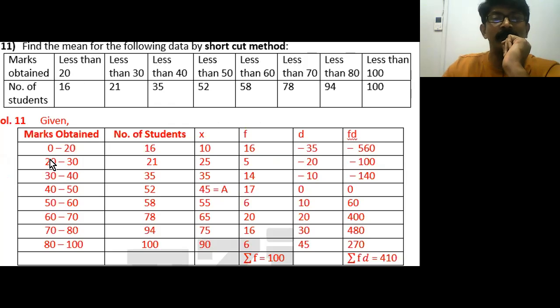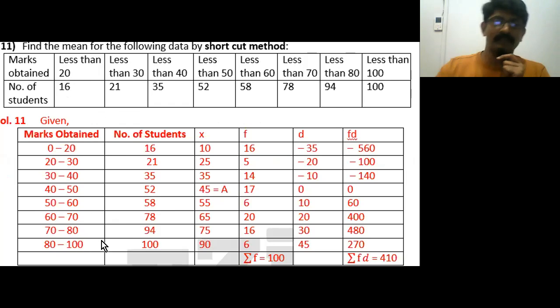So less than 20 matlab what? 0 to 20. Less than 30. Now 20 to 30 we're going to write down. 20 to 30 क्यों लिखा, सबको समझ में आया? Because less than 20 मतलब 0 to 20 already consider किया है. Now 20 to 30 आएगा. Less than 40, 30 to 40. Less than 50, 40 to 50. And so on till less than 80 के बाद less than 100. So that's the reason 80 के बाद 80 to 100 आया. I hope you understood the class interval.